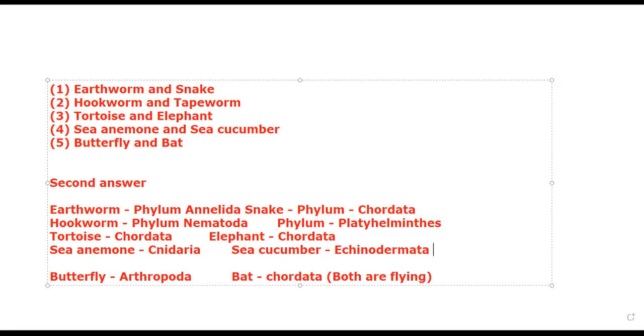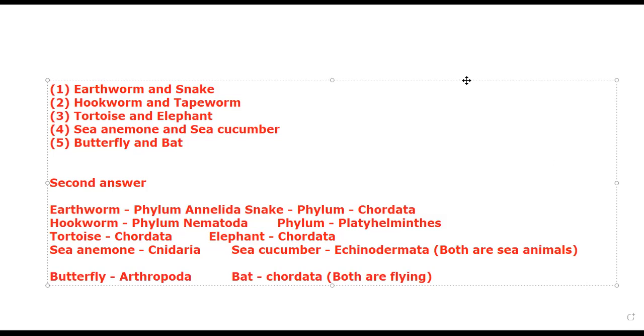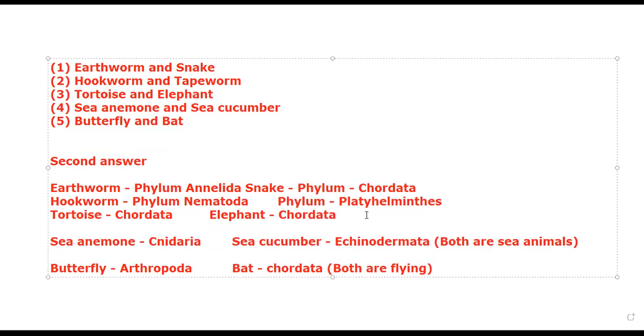Is it enough to tell they belong to the same group? Is it enough to tell they are evolutionarily closer? No, sir. If you take the second example, both are sea animals, correct? So, they are considering habitat. Considering a habitat, if you do a classification, that is also artificial classification.